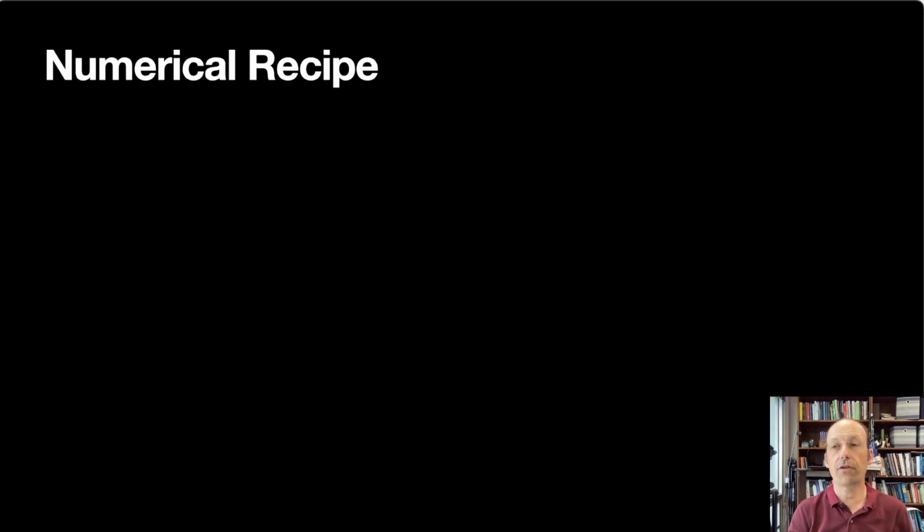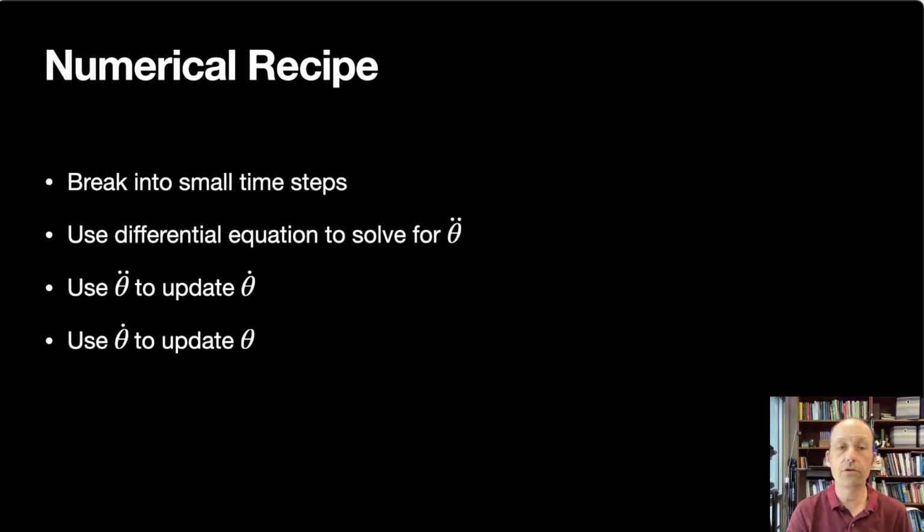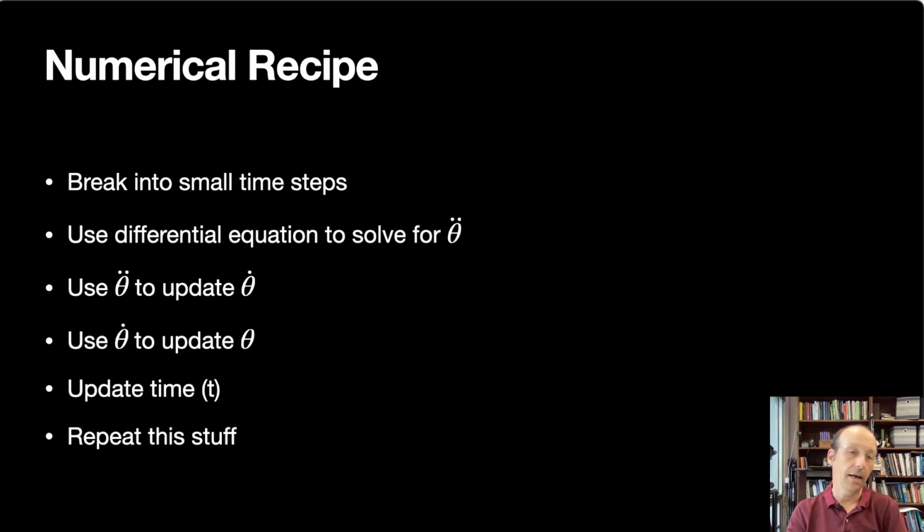So let's put this as a recipe. Number 1, break it into small time steps. Number 2, use the differential equation, theta double dot equals negative g over L sine theta, and solve for a numerical value for theta double dot. I need a number for that. Use that value of theta double dot to find the new theta dot, just for that short time interval. And then use that theta dot to find the new theta. And then update time, and repeat it for as long as you want. And that's my numerical calculation of this.